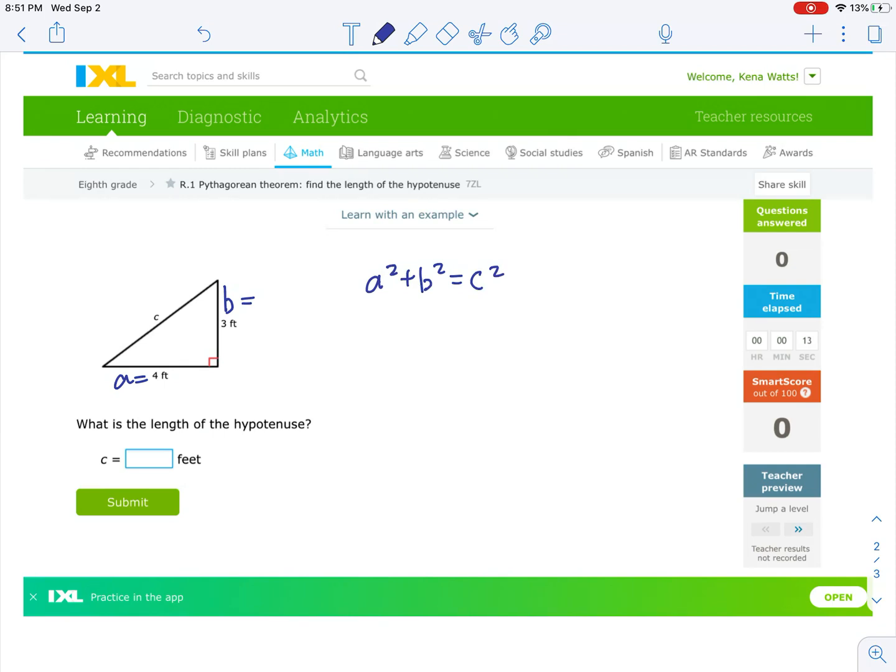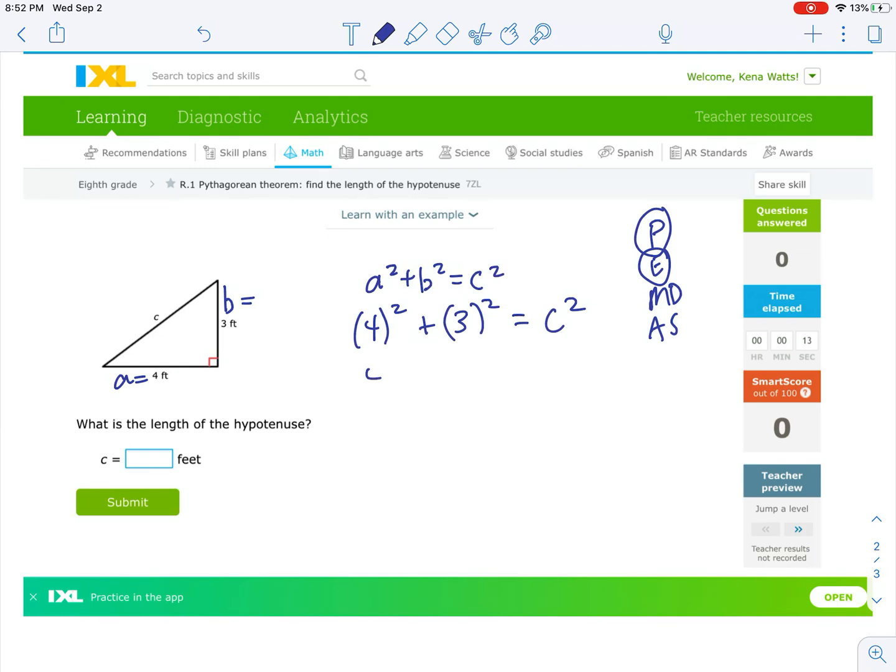So let's plug it in the way we have it here. I've got an A that's equal to 4. I need to square that. I have a B that's equal to 3 that I will need to square. And this is equal to C squared. From here, we have to follow the order of operations, PEMDAS. Please excuse my dear Aunt Sally. Parentheses first, then next is exponents. We have to apply these exponents before we can add the numbers together.